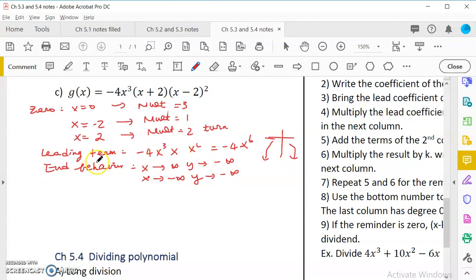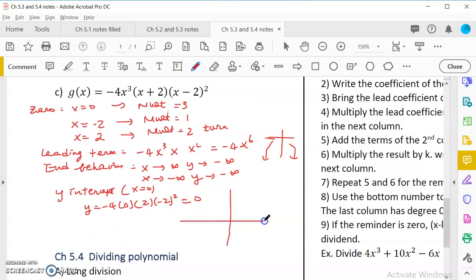And then what else do I have? Do I have symmetry? Maybe because this one is a square, but this one only has 1. So probably not. So no symmetry. Y-intercept. Plug in 0 for x. X equal to 0. So y would equal negative 4 times 0. Oh, the whole thing goes away, right? It doesn't need to be done. So it just goes through 0, 0.